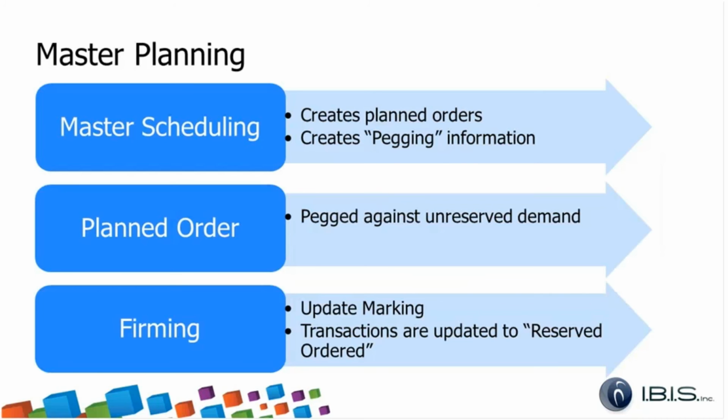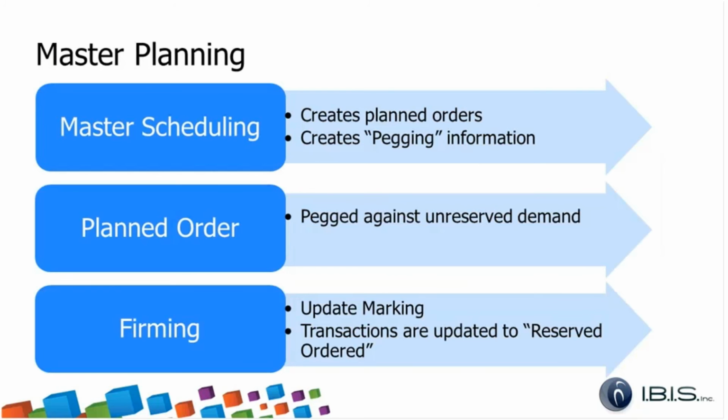So now that we kind of understand the difference between marking and reservations, we already know that master planning will create planned orders based on unreserved demand. And master planning will create a pegging reference for each planned order. The pegging is the specific demand from which the planned order was created. So for example, a planned purchase order may be pegged against the sales order line for the same item and quantity.